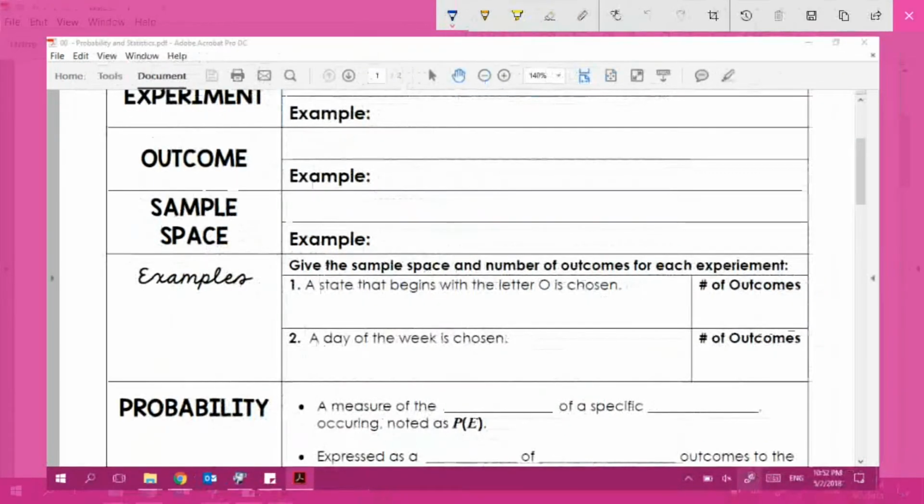There we go. So for some examples, this one says, give the sample space and number of outcomes for each experiment. So number one says a state that begins with the letter O. Can anybody think of this? All the states that begin with the letter O? One is my birth state, Ohio. I bet you didn't know that one. A little trivia there. Ohio. We got Oklahoma. And there's one more, and that would be Oregon. So that's my sample space. And the number of outcomes, how many are in there? 3. There's 3 outcomes.